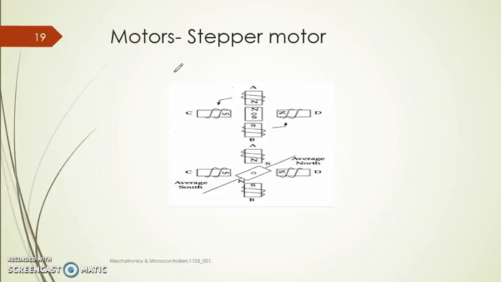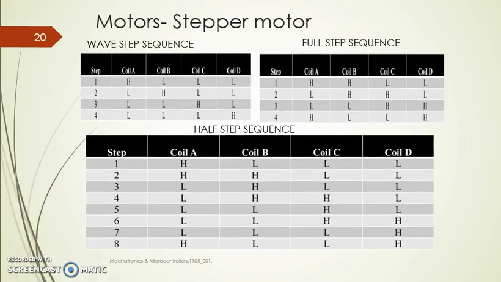In this slide, it shows the construction of the stepper motor. You have the rotor in between and you have the four stator windings. Each of these stators is energized by using any of these three stepping sequences: wave step sequence, full step sequence, and half step sequence. In wave step sequence, one of the stators is energized at a time.